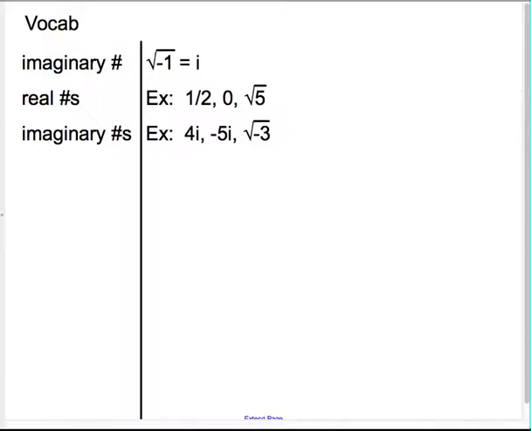A little bit of vocab. An imaginary number is the square root of negative 1, and we represent that with the symbol i. Some examples of real numbers are 1/2, 0, and the square root of 5, numbers that you've been working with your whole life. Imaginary numbers all involve i or a negative under the radical. So there are some examples.